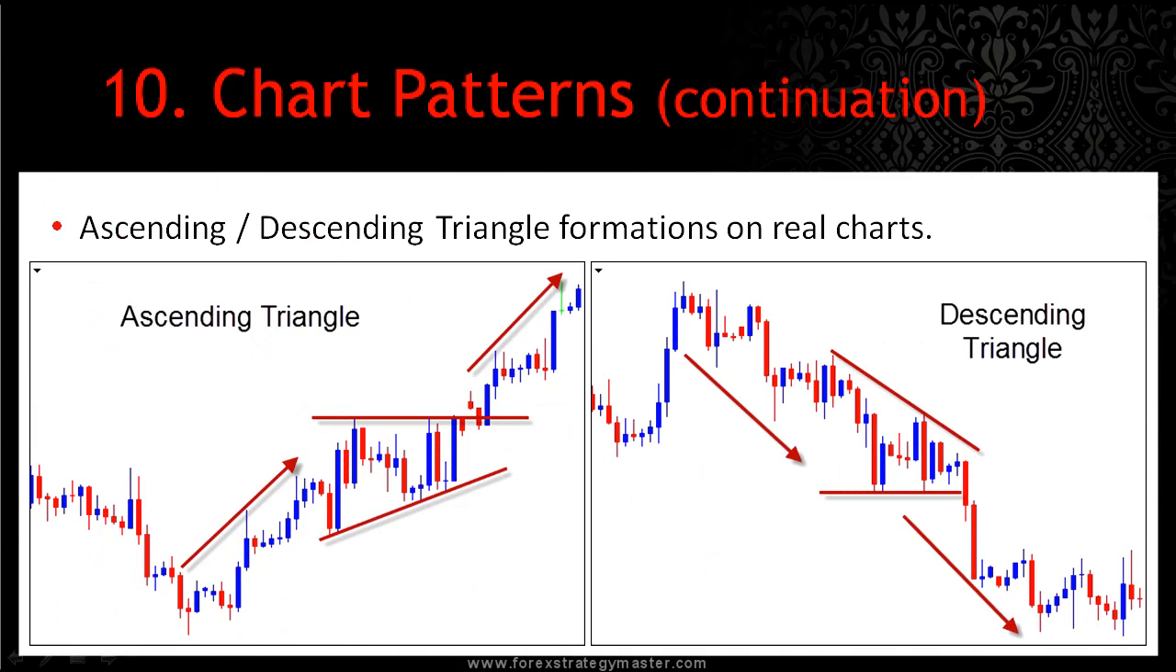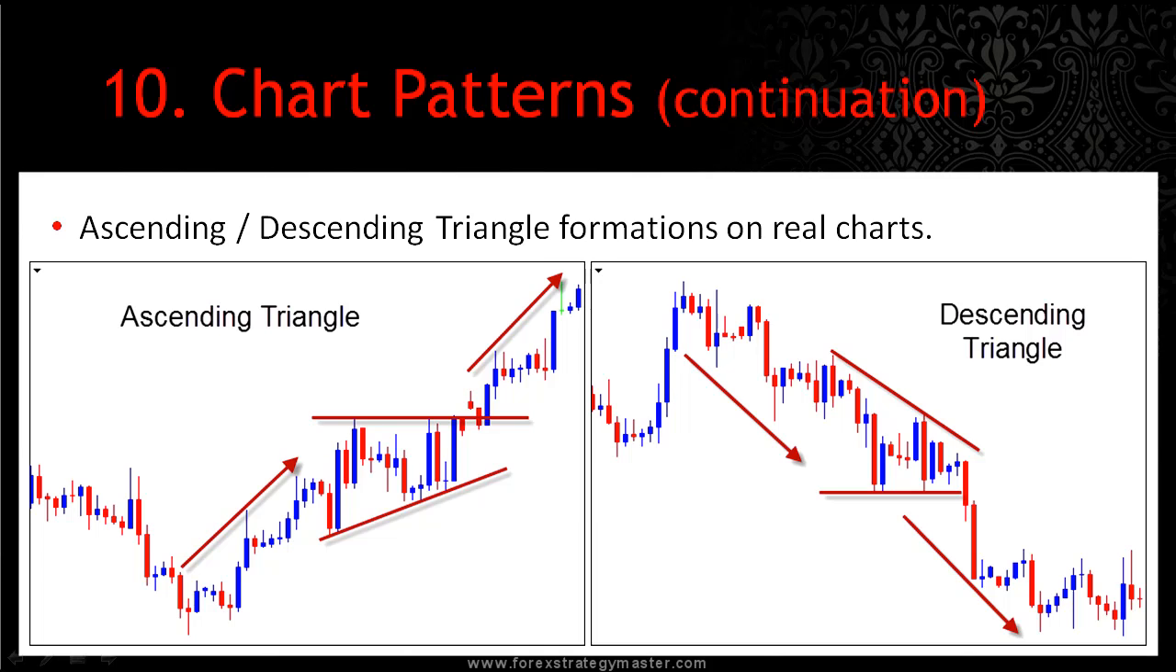Again, we're looking at live examples of both an ascending and descending triangle formation on real charts. On the left, we have an ascending triangle. The top edge is flat, and as we are approaching this edge, the market has a difficult time breaking through it, but the bottom of the market is getting higher and higher. Finally, price breaks through this flat, horizontal level of resistance and continues upwards.